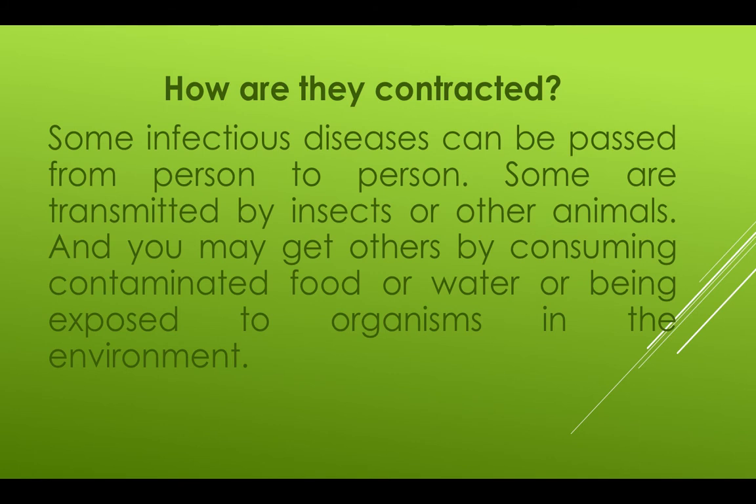How are they contracted? Some infectious diseases can be passed from person to person. Some are transmitted by insects or other animals. And you may get others by consuming contaminated food or water or being exposed to organisms in the environment.